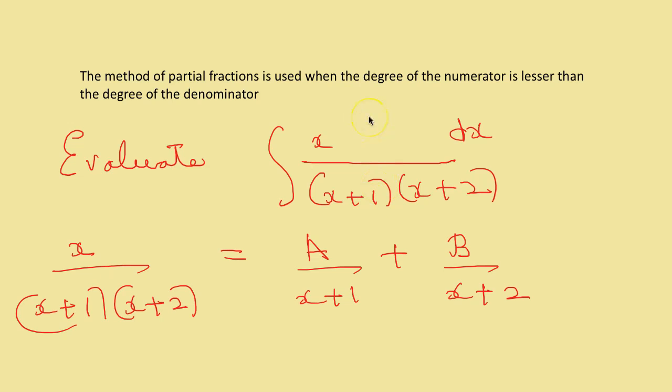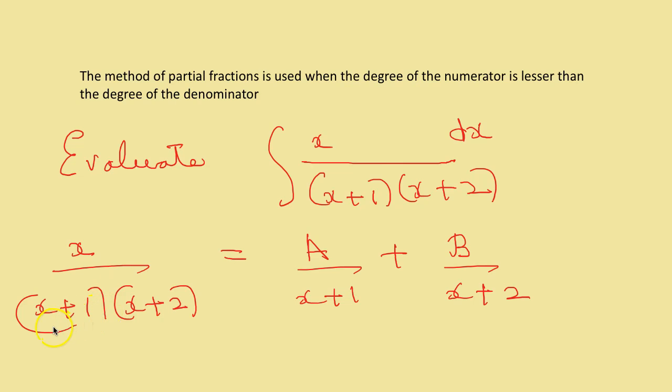The method of partial fractions can be used only when the degree of the numerator is strictly lesser than the degree of the denominator. So if we come to the first problem, evaluate integral x by x plus 1 into x plus 2 dx. Here degree of the numerator is 1 and degree of the denominator is 2. And the denominator is clearly factorized into x plus 1 into x plus 2.